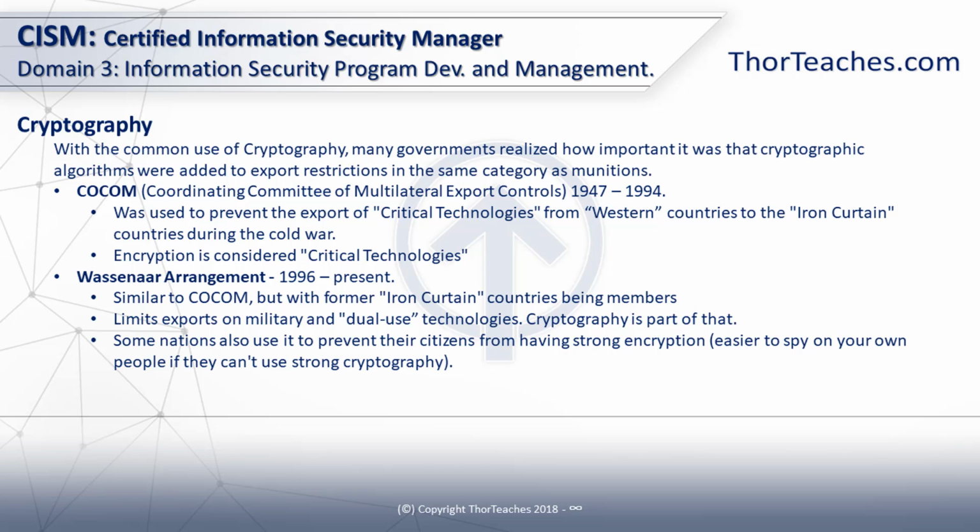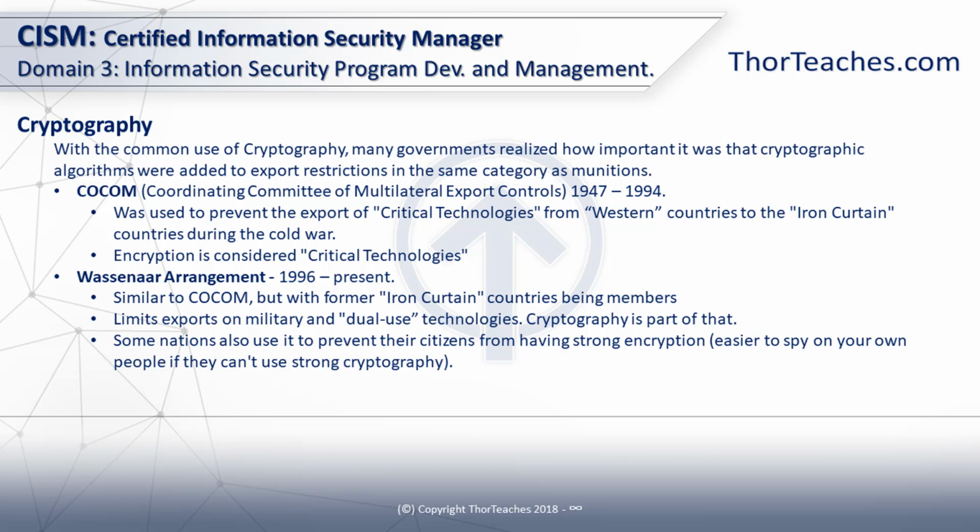So the Western countries, with the US in the lead, formed COCOM, or the Coordinated Committee of Multilateral Export Controls. The committee existed from 1947 to 1994. What they did was prevent the export of critical technologies from Western countries to countries behind the Iron Curtain during the Cold War. And for our piece of the pie, encryption is considered a critical technology. COCOM was dissolved in 1994 after the Iron Curtain came down, effectively ending the Cold War.